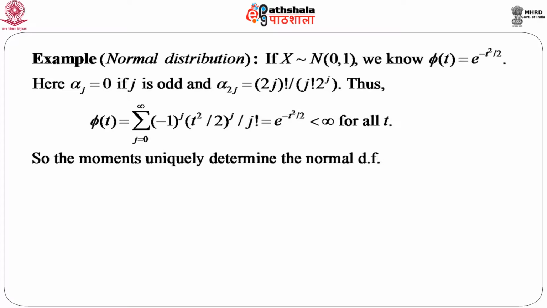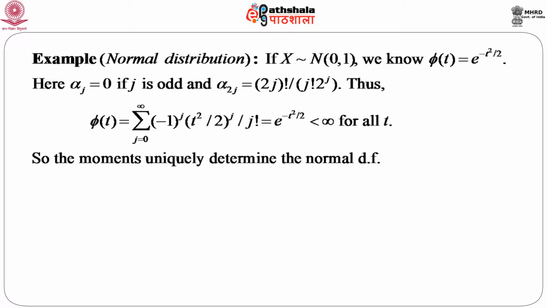Here alpha j, now you see we will not get any term involving odd power of t, because it is e to the power minus t square by 2. So, in every term we will get the power of t square. So, naturally the coefficient corresponding to odd power of t must be equal to 0. So, we can immediately say that alpha j equals 0 if j is odd, and alpha 2j equals 2j factorial by j factorial into 2 to the power j.